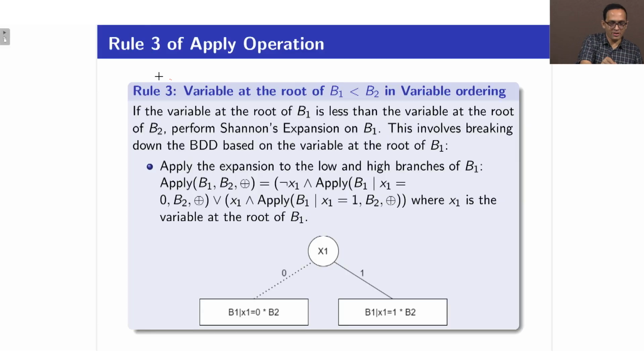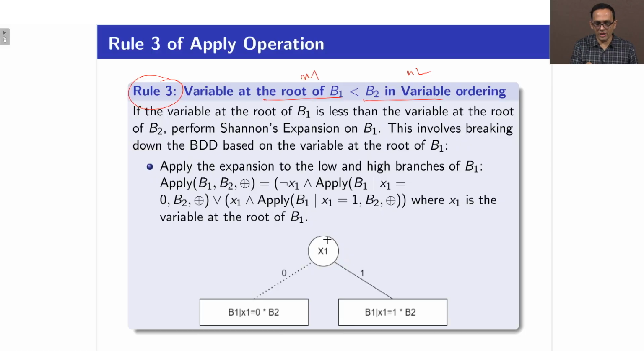Similarly, the rule 3. Once you understand the rule 2, the other 3 are very simple. Here I am saying the root node of B1 is less than the root node of B2. For example, let us say this is x1 and this is x2, and the root node is x1 now. Remember, since we are following the same variable ordering in B1 and B2, and x1 comes before x2, and the root node of B1 is x1 and the root node of B2 is x2, it means B2 does not have x1, because if B2 had x1, it would be the root node, because that is the order I am following. So, x1 does not occur in B2.